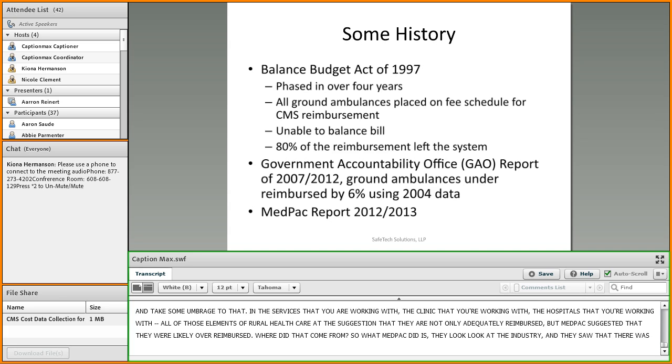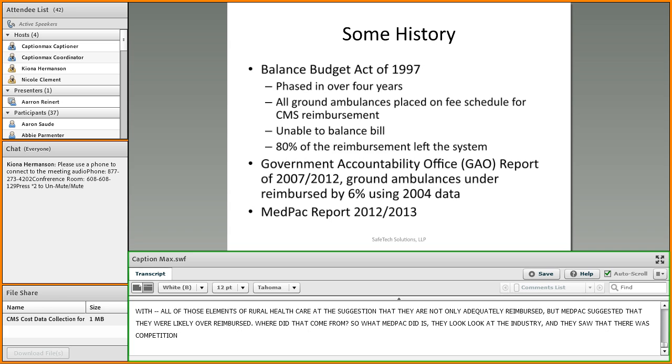Now, many of you on this call will likely pause and take some umbrage to that, in the services you're working with, the clinics, the hospitals, all of those elements of rural health care. MedPAC suggested that they were not only adequately reimbursed, but likely over-reimbursed. Well, where did that come from?